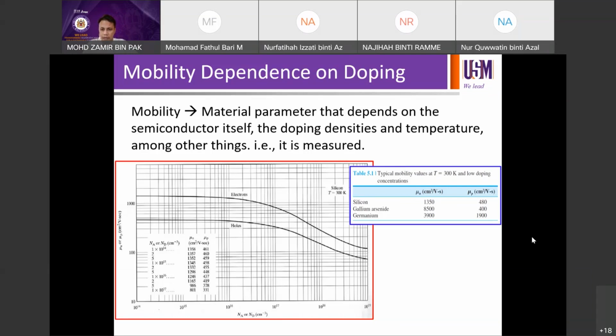So how about the second one? When do you have diffusion? When do you have the diffusion component in your semiconductor?